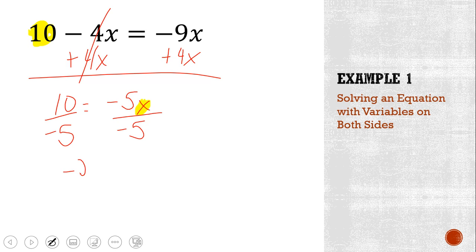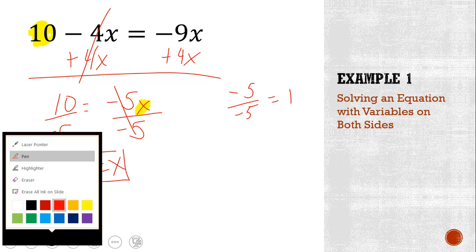10 divided by negative 5 is negative 2. This will cancel out. And the reason it's canceling out, guys, is because negative 5 divided by negative 5 is just equal to a positive 1, which means that it can cancel out and you're just left with 1x, or x. So x is equal to negative 2.